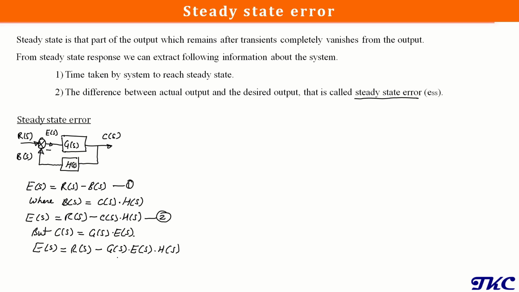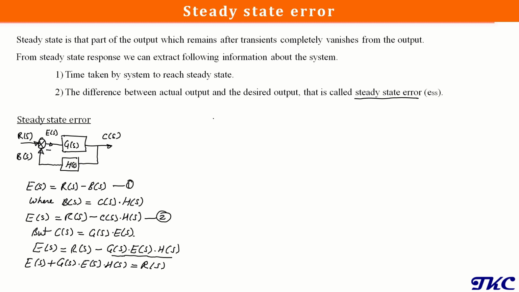Now what we can do is take this entire term from the right hand side to the left hand side. So it will become E(S) plus, since when we send this term to the left hand side, minus becomes plus, G(S) into E(S) into H(S), and that will be equal to R(S). Now again we can take E(S) common from this equation.